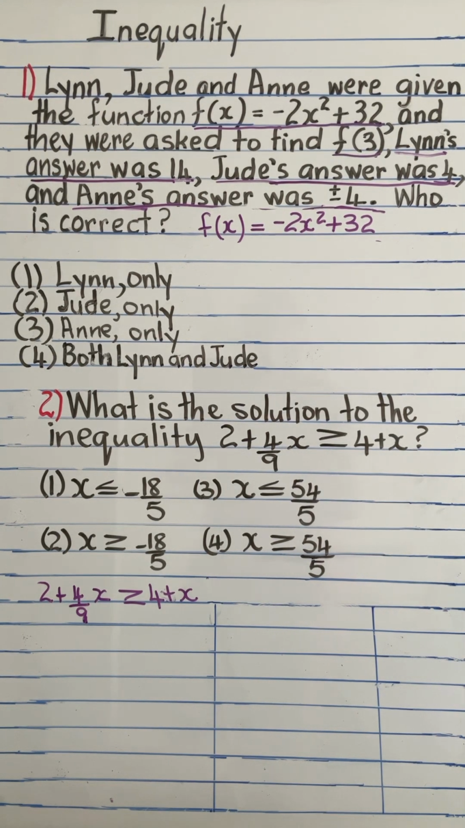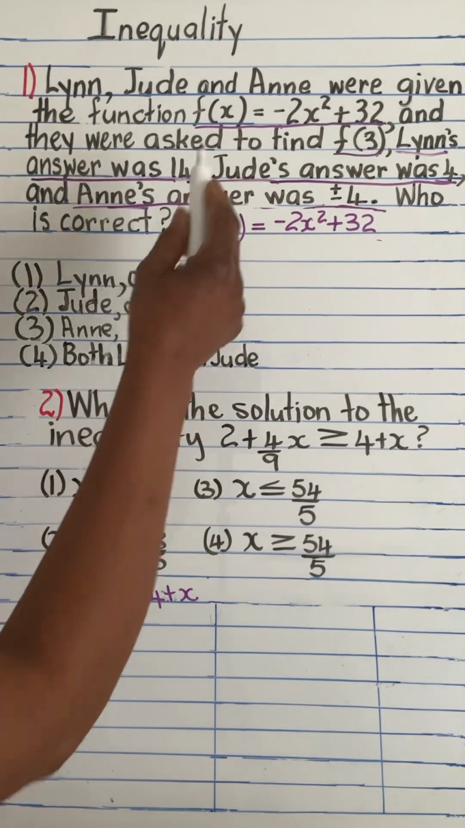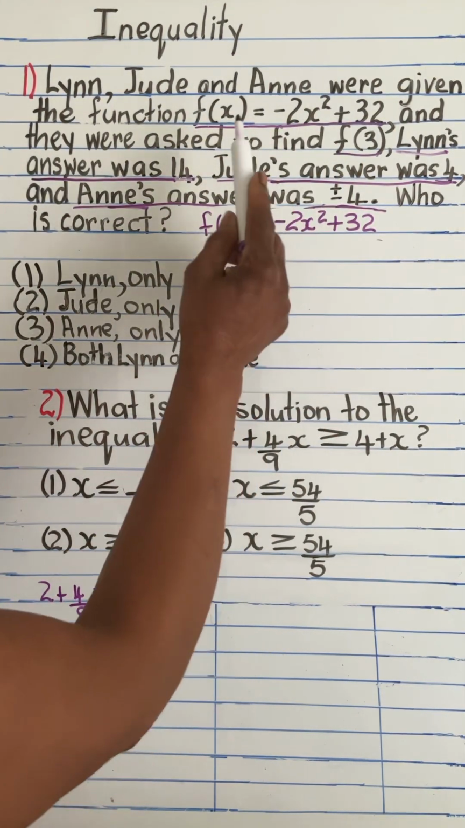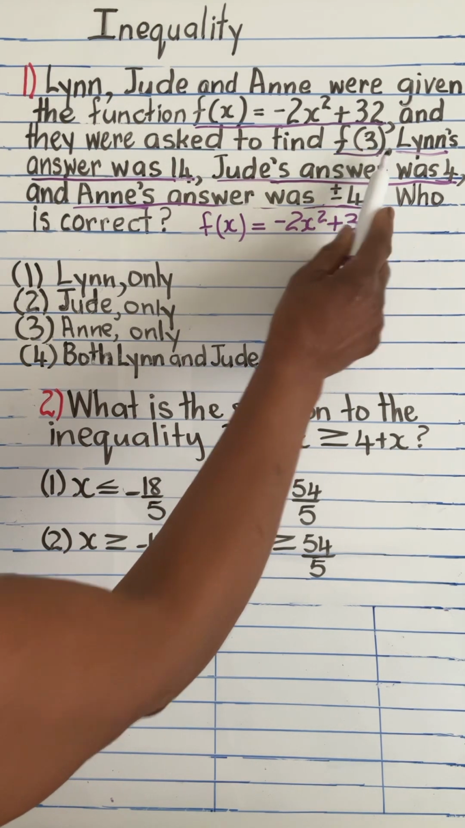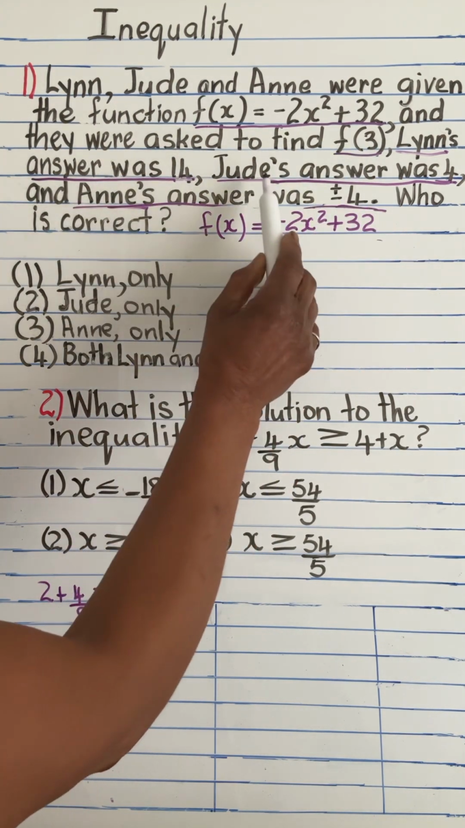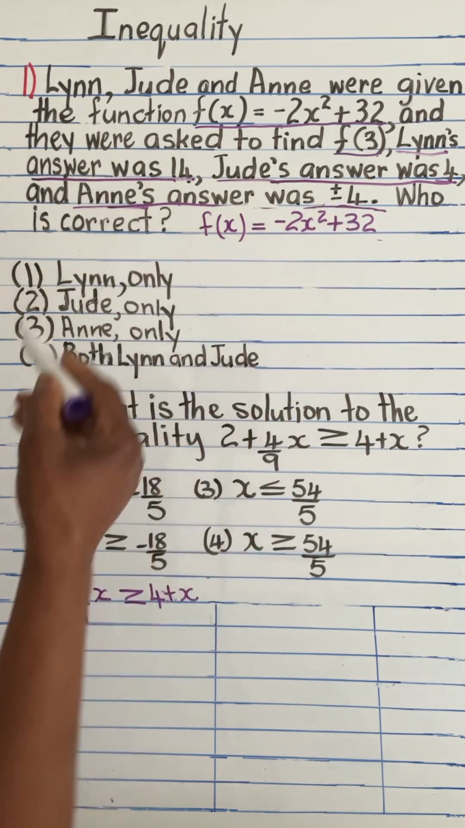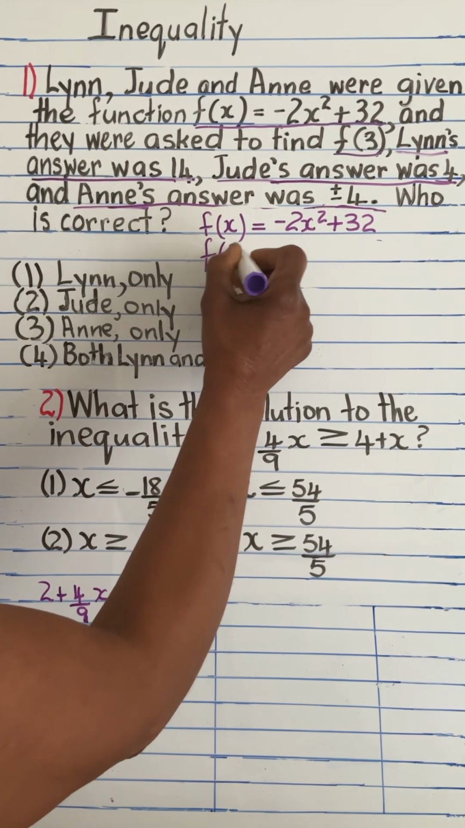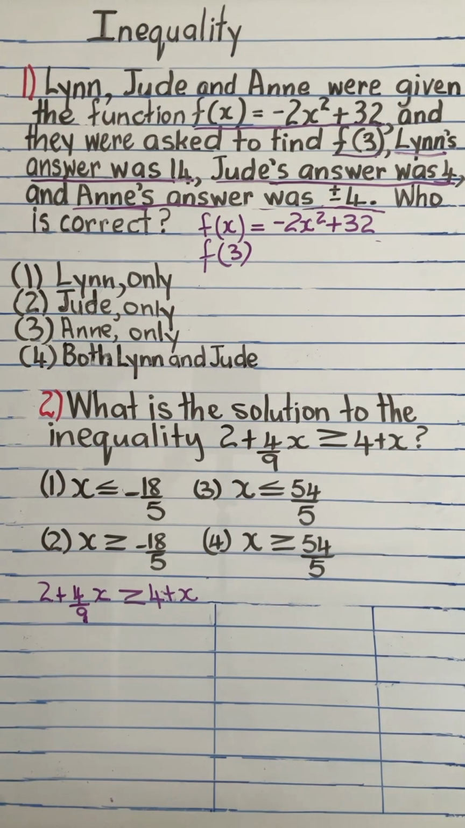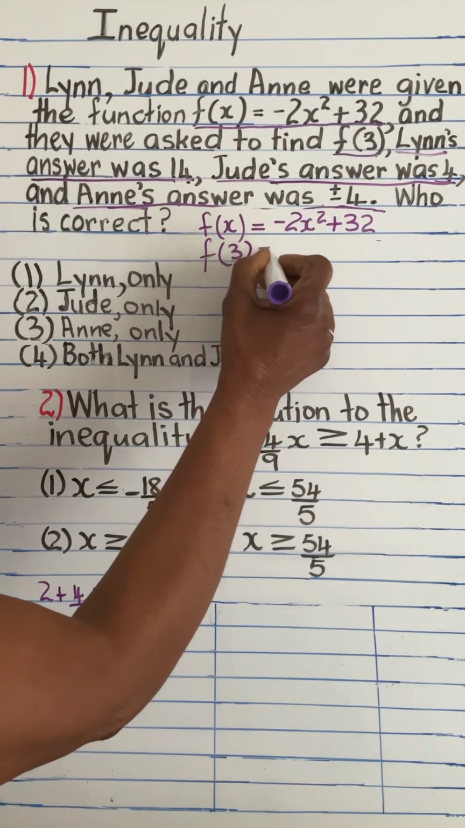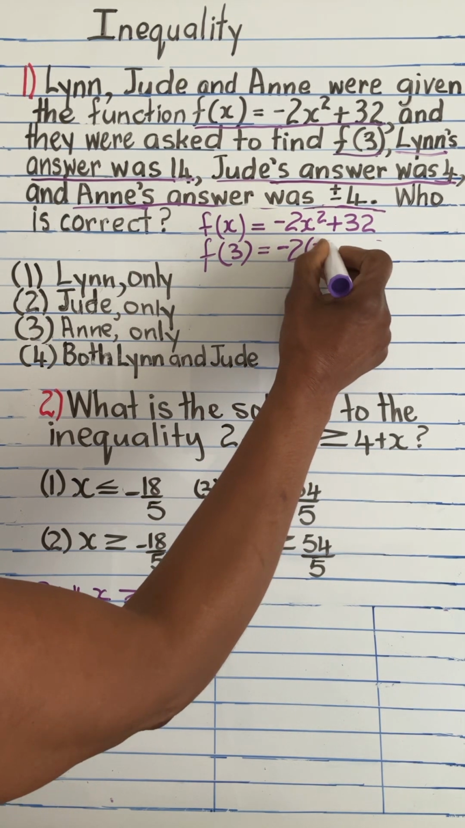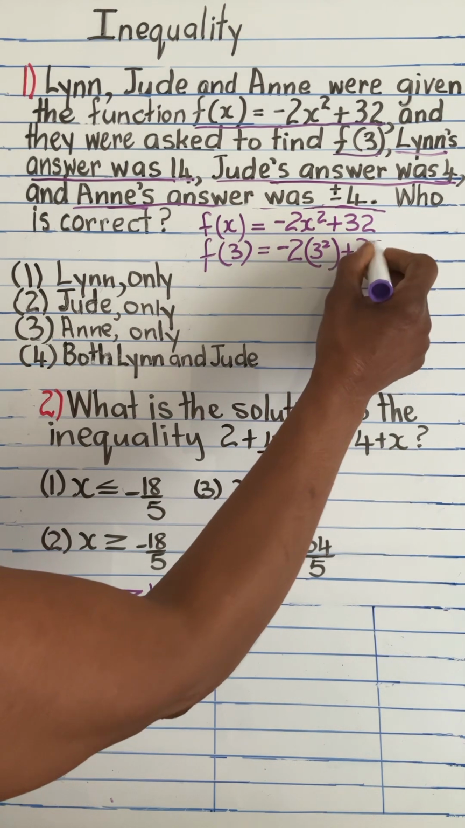Okay, so if you notice, we already underlined the important information that you need to solve the problem. In the original problem, we need to find f(3). Lynn's answer 14, Jude's 4, and Annie's plus or minus 4. So we need to find f(3) is equal to negative 2 times 3 squared plus 32.